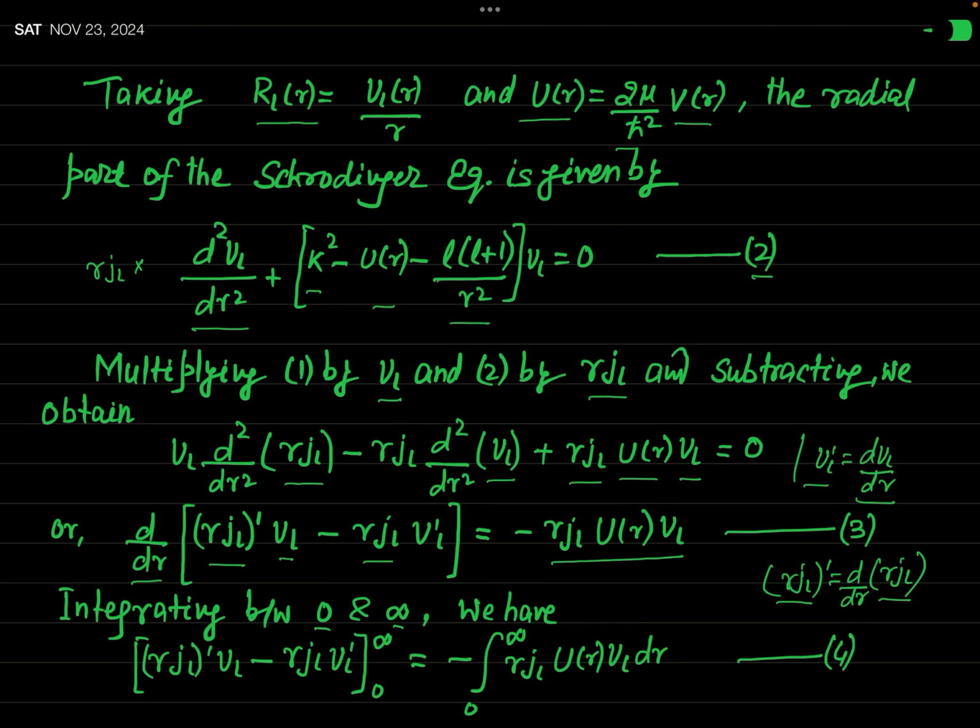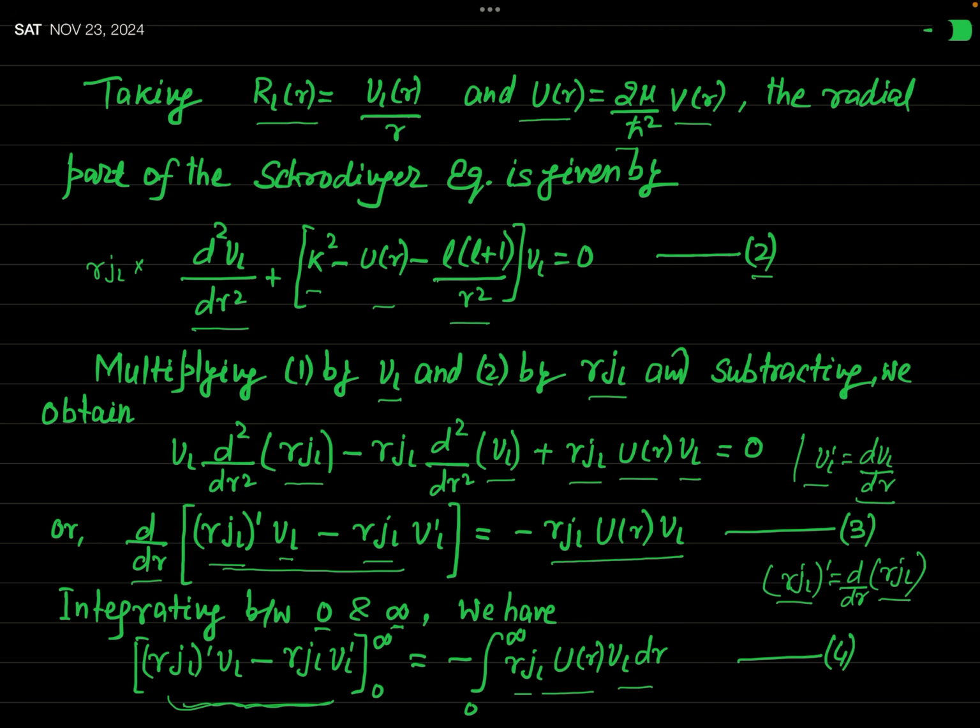Now let us integrate this equation with respect to r between the limits 0 and infinity. You can see that the integral of the term in the LHS will be simply this much, because here there is d dr, and when we integrate with respect to r, this dr will cancel, and the integral of the differential of this much will be simply equal to this much, with limits 0 and infinity. And in the RHS there will be minus integral 0 to infinity r j_l U of r v_l dr.